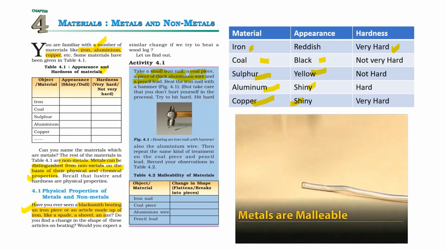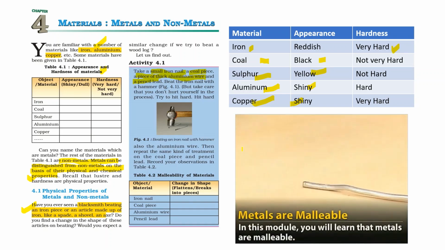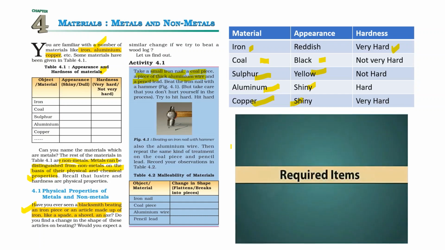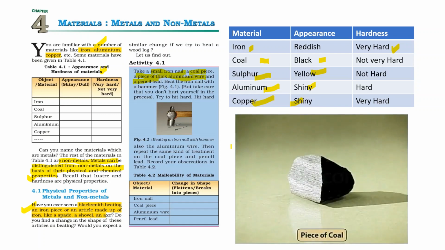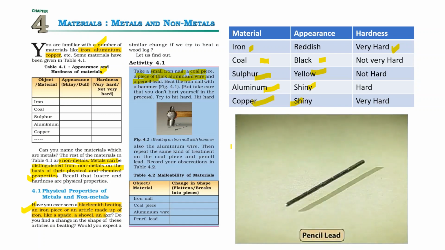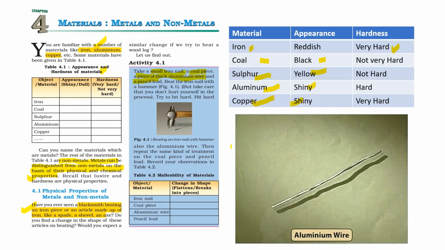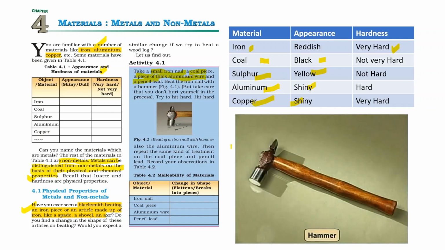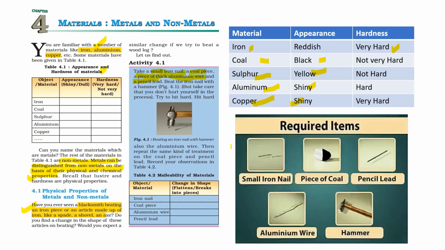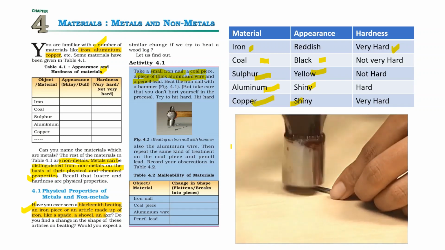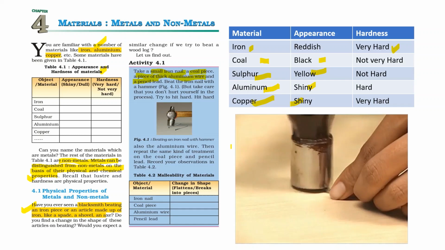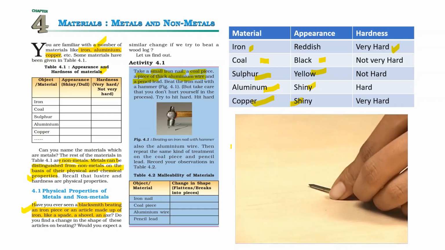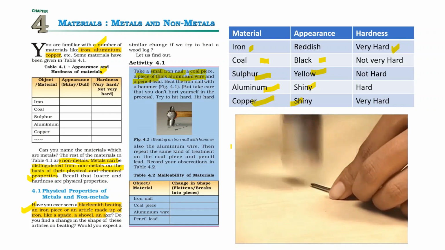Metals are malleable. In this module, you will learn that metals are malleable. For this activity, we need a small iron nail, a piece of coal, a pencil lead, a piece of thick aluminium wire, and a hammer. To start with, beat the iron nail with a hammer. Hit the nail hard. You have to do it carefully. Take care so that your hands do not get hurt.